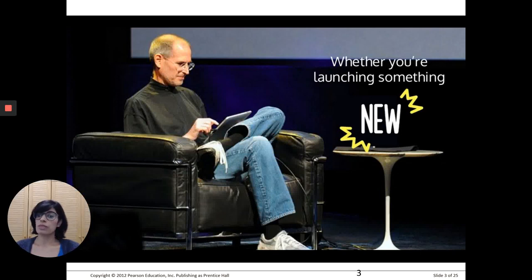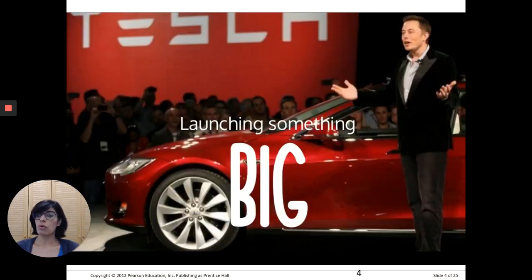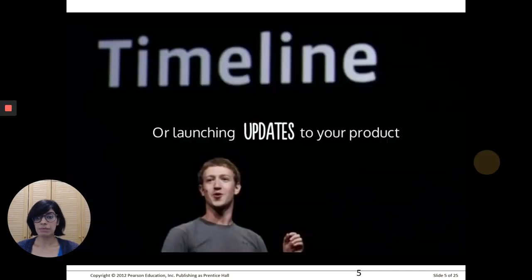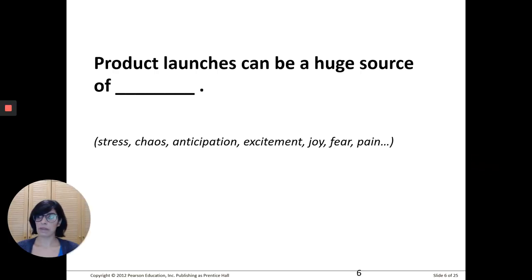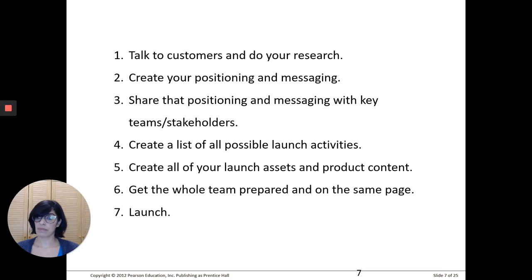Whether you are launching something brand new, launching something big, or launching updates to your product, product launches can be a huge source of stress and chaos, anticipation, excitement, joy, fear, pain, and a whole host of other things. When you go through a product launch, there are a list of key steps that you need to go through, and we'll go through each of them in this module today.